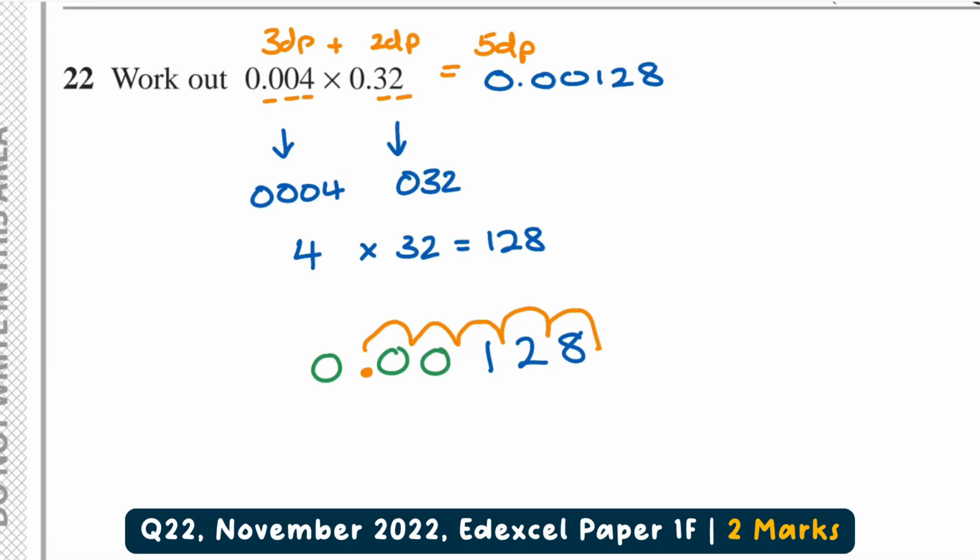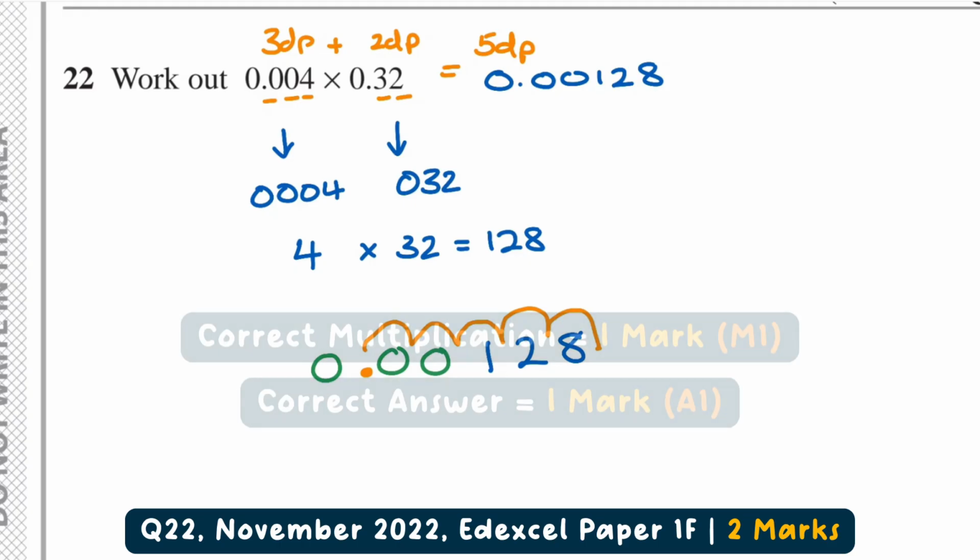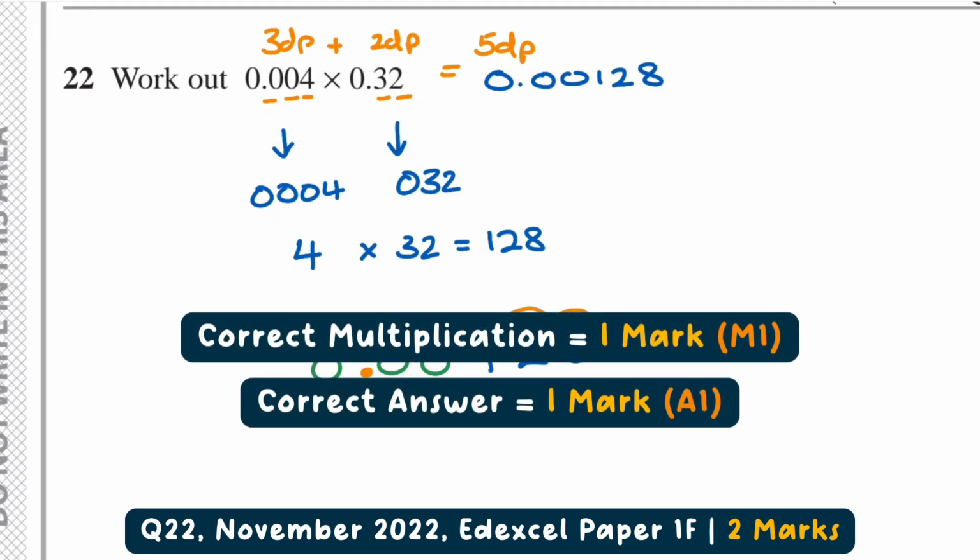This question is worth 2 marks, a method mark for the correct multiplication. If you make a mistake in your multiplication, but you place the decimal in the correct position, you get this method mark anyway. The second mark is an accuracy mark, which is for the correct answer.